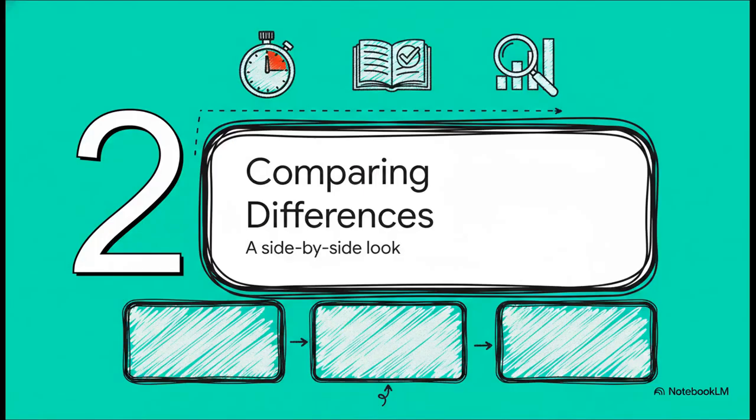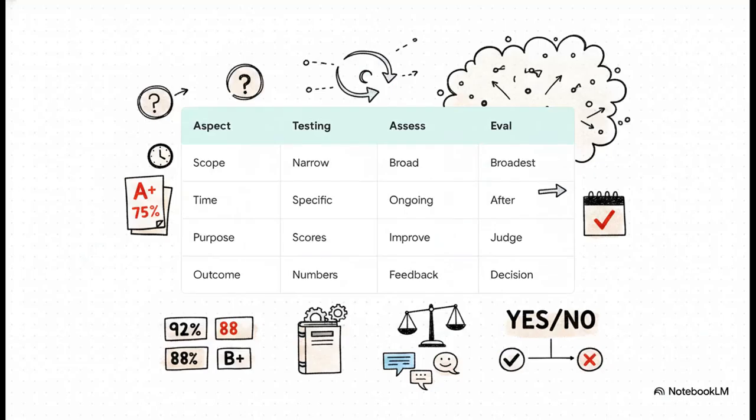Let's look at how these compare when we put them right next to each other. Breaking this down across 4 dimensions makes the contrast super clear. In terms of scope, testing is incredibly narrow, assessment is broad, and evaluation is the absolute broadest. Time-wise, a test is a specific event, assessment is a continuous everyday process, and evaluation usually happens at the very end. But the real kicker is their purpose and outcome. Testing is about assigning a rigid score. Assessment is about providing feedback to help you learn, and evaluation is about making a final judgment or decision.